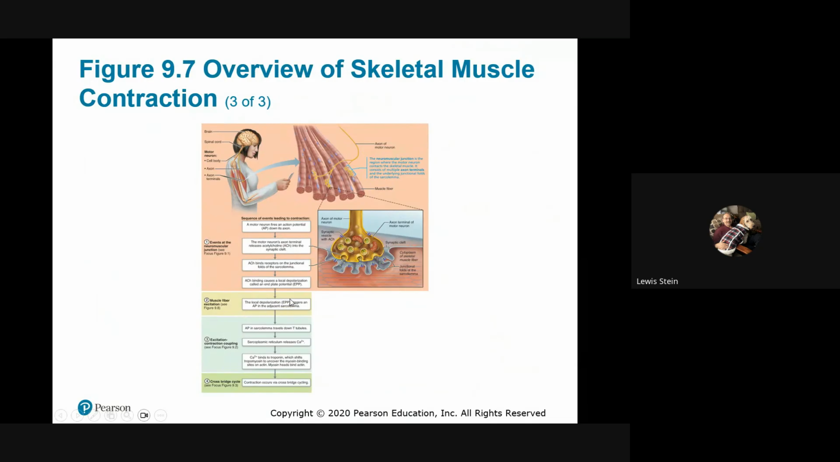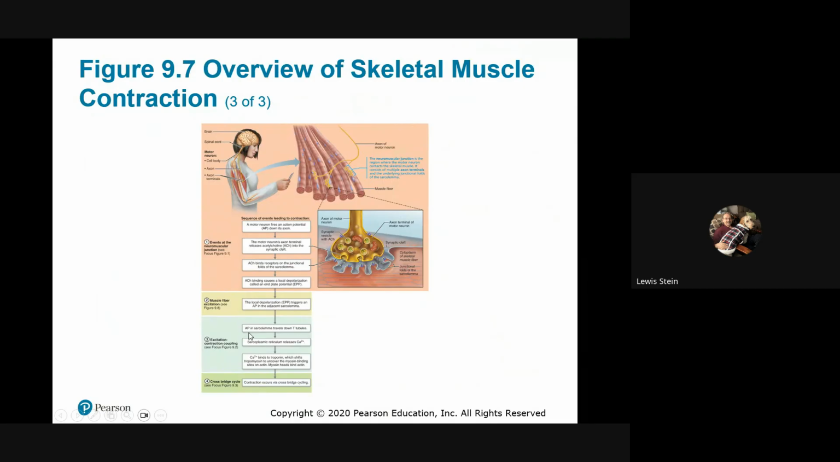So that's the end plate potentials. The local depolarization, and what that is, when it shifts the current inside from positive outside, negative inside, and flips it, okay, it changes the polarity. And so it flips it from positive outside, negative inside around. We call that depolarization. And so it triggers that along the area around the neuromuscular junction. You're going to see this on the animation.